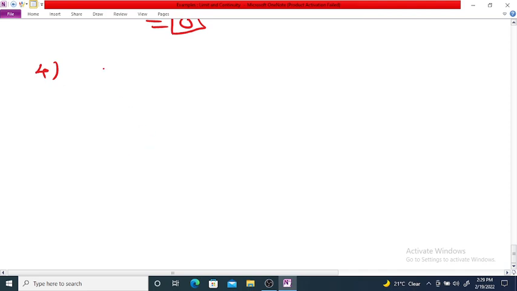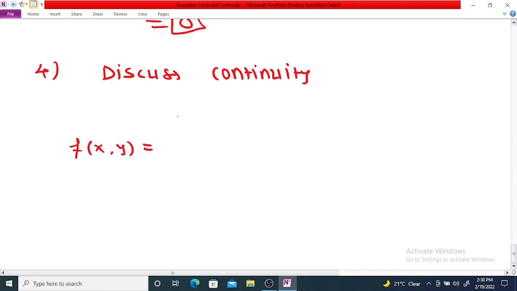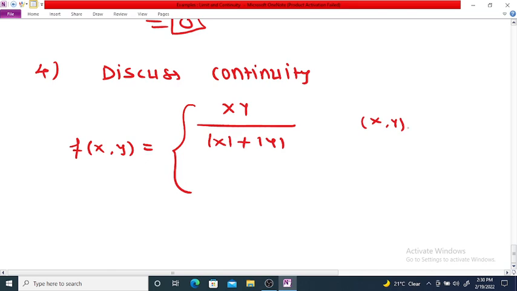The next example, number 5. Discuss continuity of the function f of (x, y) equal to xy divided by mod of x plus mod of y if (x, y) is not equal to (0, 0), and equal to 0 if (x, y) equals (0, 0).